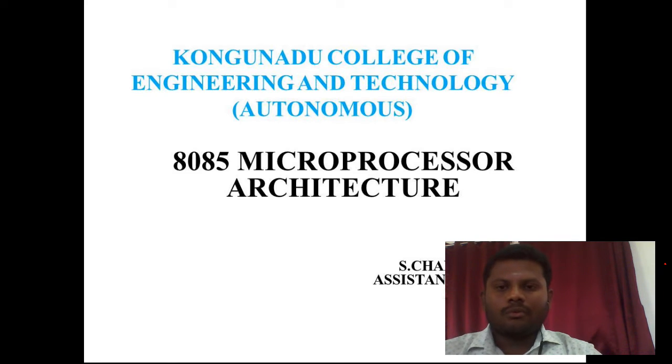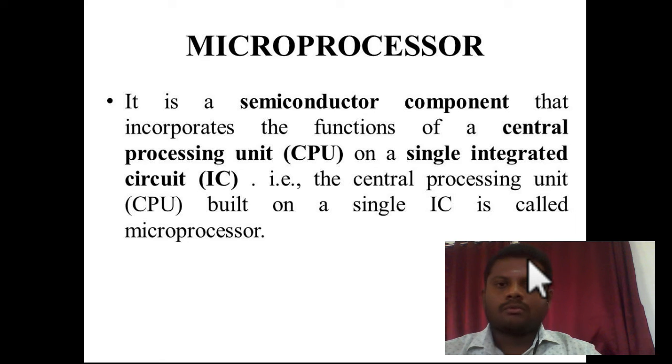So today we want to see the 8085 microprocessor and its architecture in a brief manner. What is a microprocessor? First of all, it is a semiconductor component that incorporates the functions of a central processing unit, called a CPU, on a single integrated circuit, an IC. So the central processing unit built on a single IC is called a microprocessor.